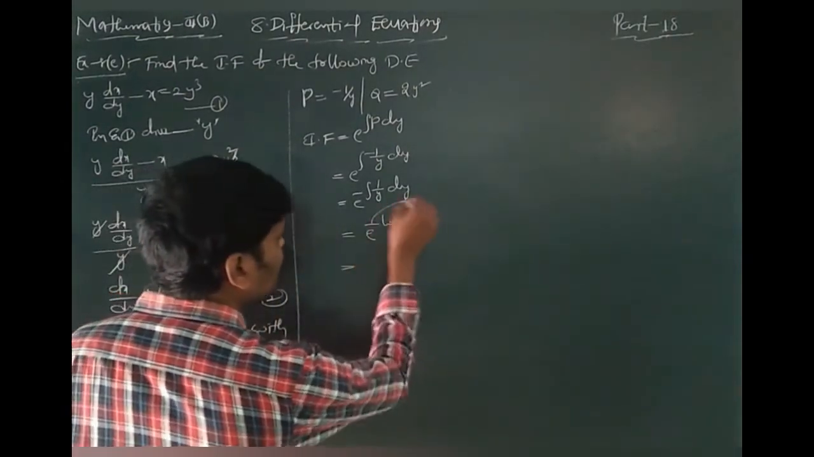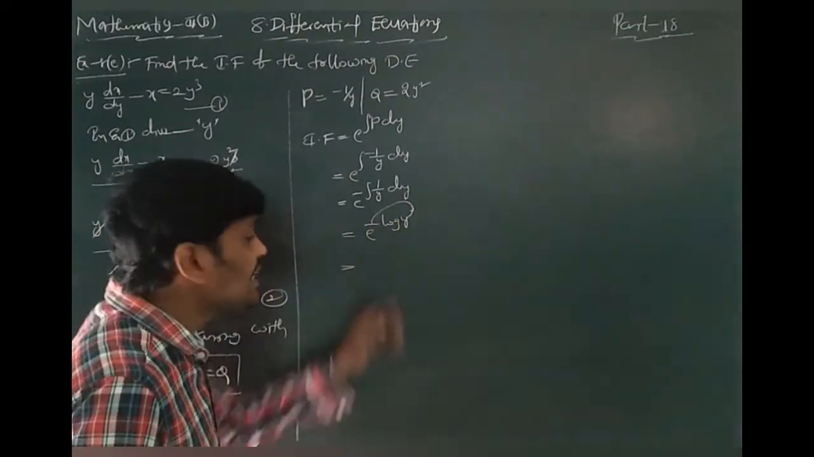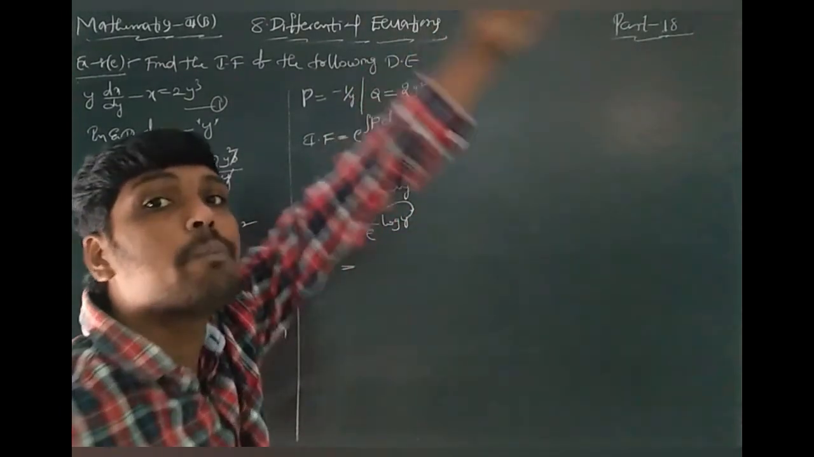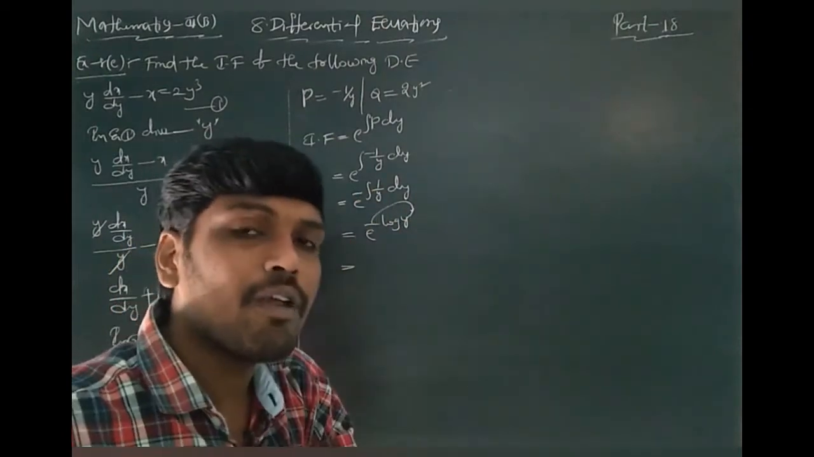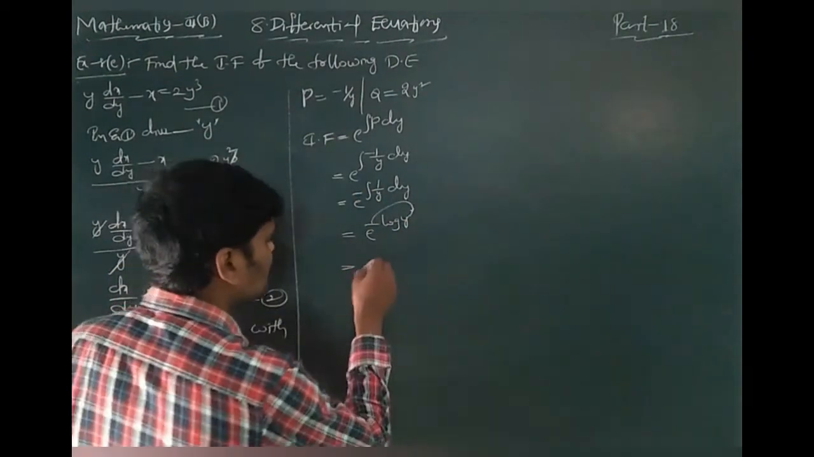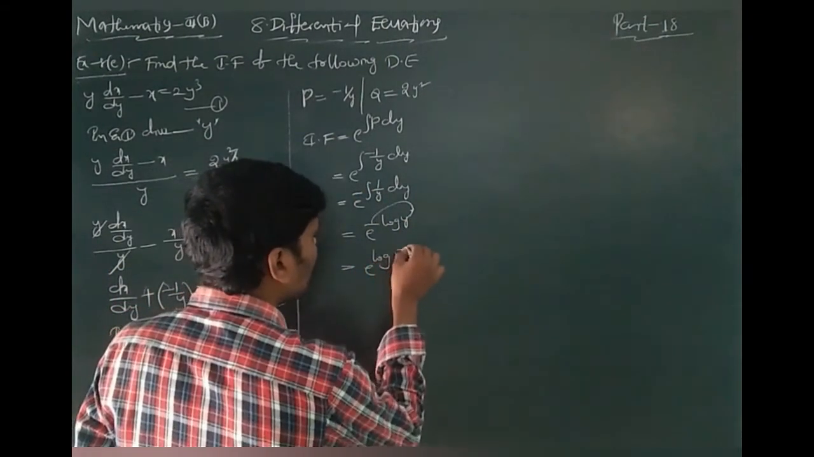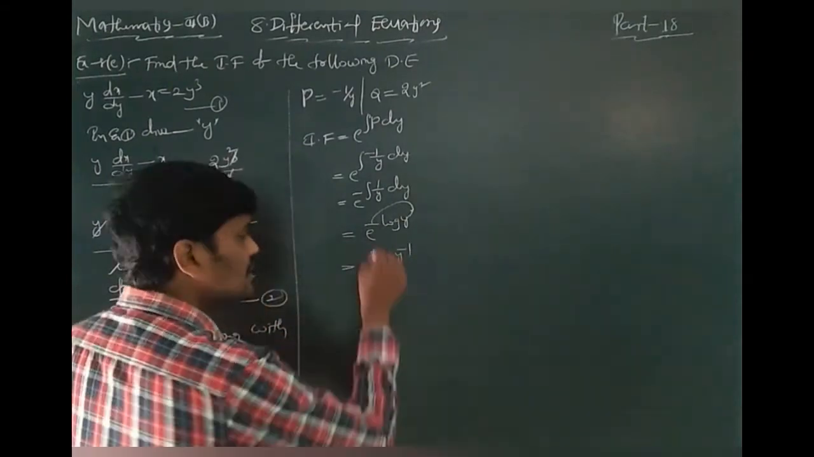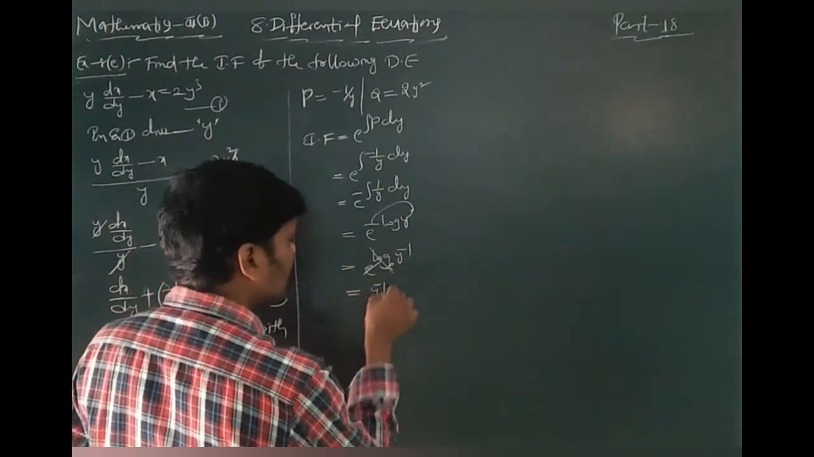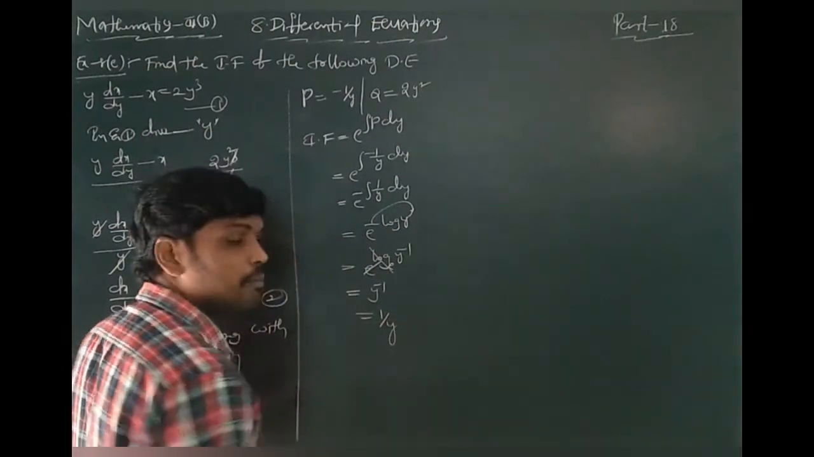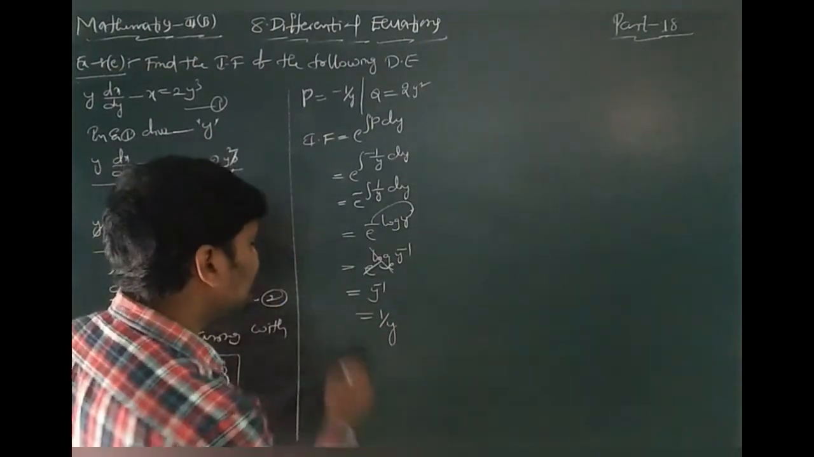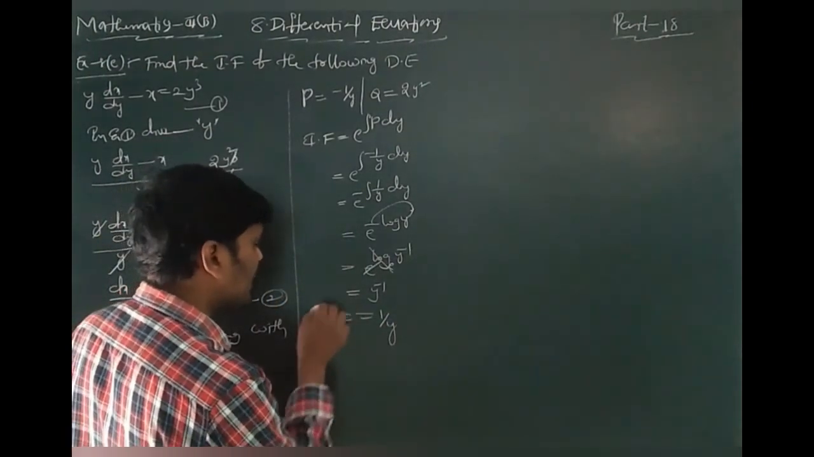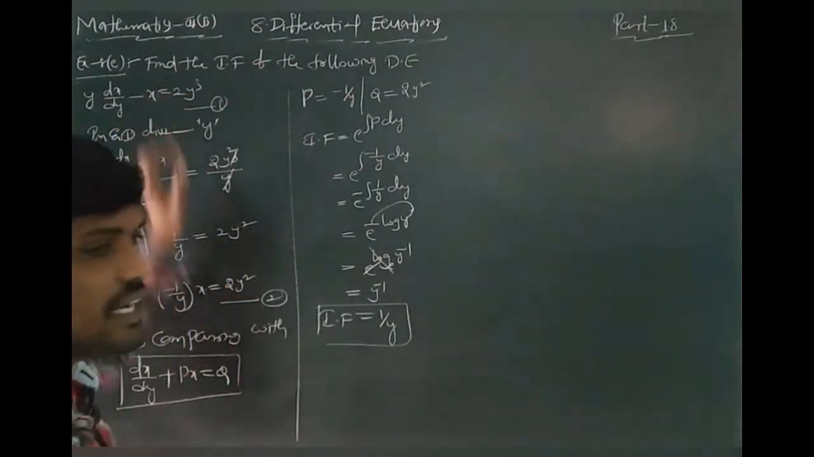That's why this minus goes to the power. Why? Because log a power m equals m into log a, that formula is there. That's why e power log y power minus 1. Here the base e and the log are both cancelled, giving y power minus 1. Thus it can be written as 1 by y. This is the integration factor of the given differential equation.